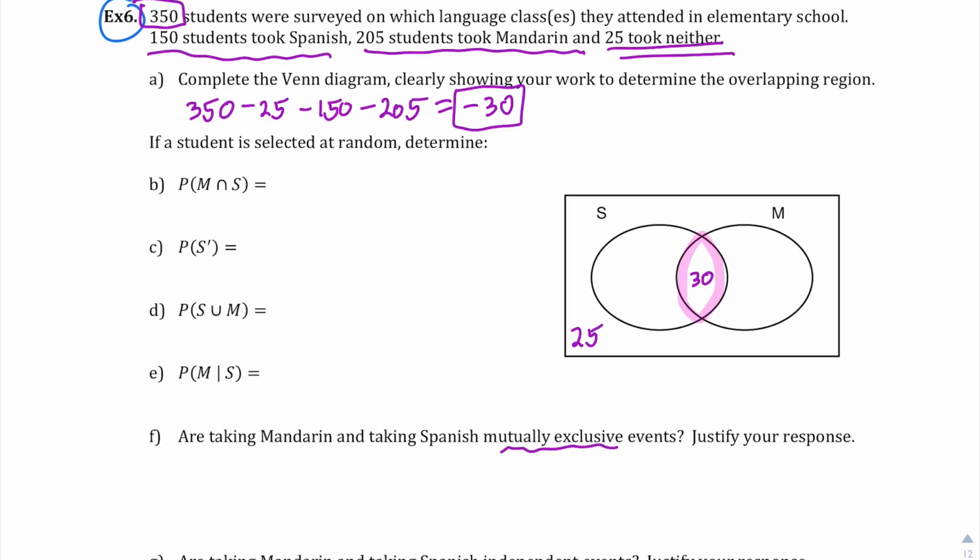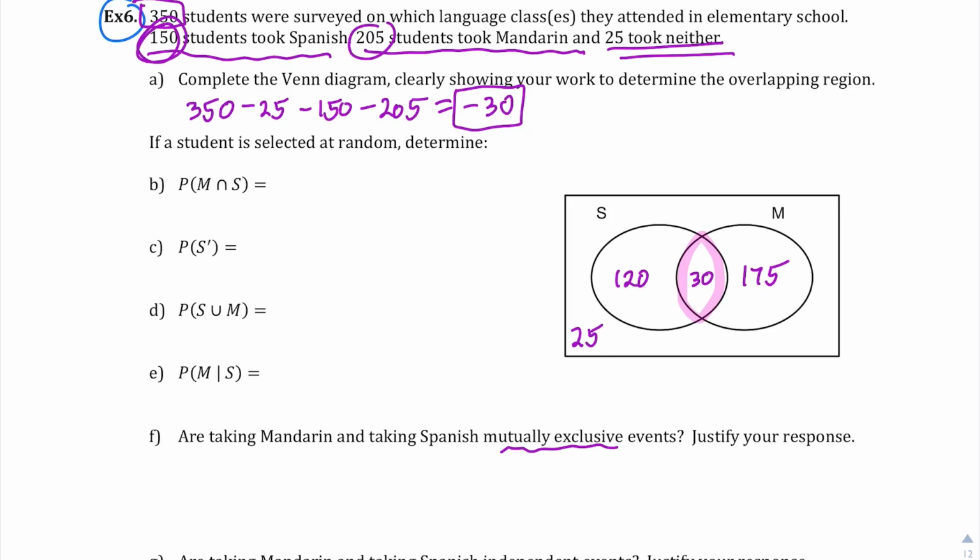Then we can go back and say, if 150 students took Spanish, that means 120 took only Spanish, and the 30 came from the group that doubled up. Similarly, 205 took Mandarin. If I deduct the 30, I get 175. Now if I add the numbers in my Venn diagram, they total 350, which they should, because the Venn diagram represents the total sample space, which in our case consists of 350. Once we have our Venn diagram completed, the rest should be relatively quick and easy.